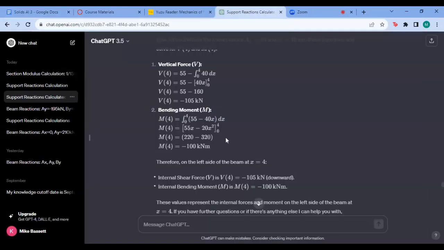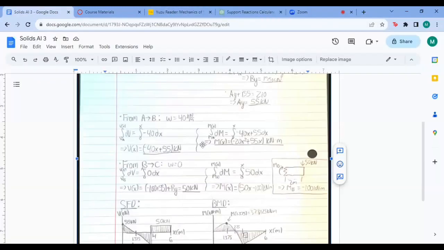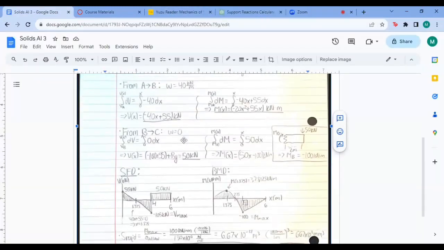Checking in with ChatGPT, it got V4 equals negative 105 kilonewtons, M4 equals negative 100 kilonewton meters, which I compare here. Sorry about that. So this is from 4 to 6. I did the right side. I asked ChatGPT to do the left side because when I asked it to do the right side, it had some issues. And I got that the moment about B is equal to negative 100 kilonewton meters.